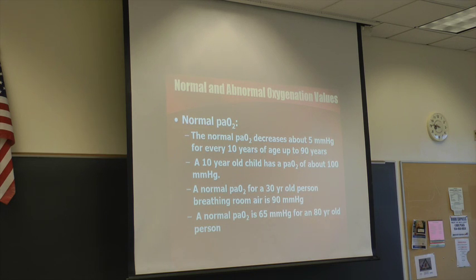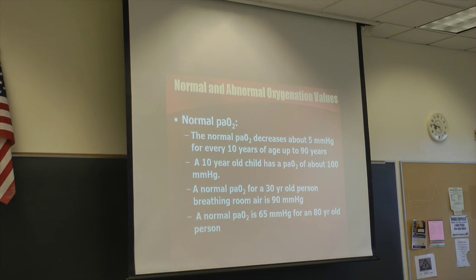I draw a line and put 2 on the bottom. Age minus 10 over 2, and that goes in parentheses. All right, so let's figure it out for a 30-year-old. If somebody's 30 years old, subtract 10, you get 20. 20 divided by 2 is 10. So 100 minus 10 would be 90. So you would expect a 30-year-old to have a PaO2 of about 90.